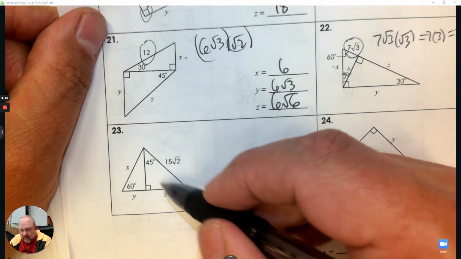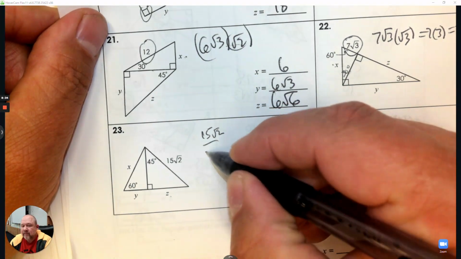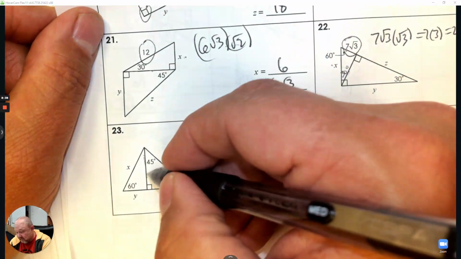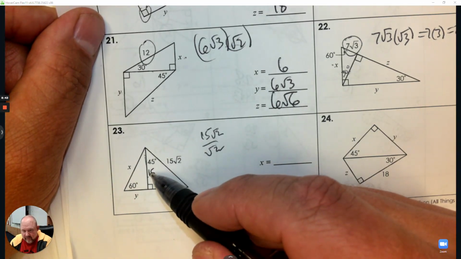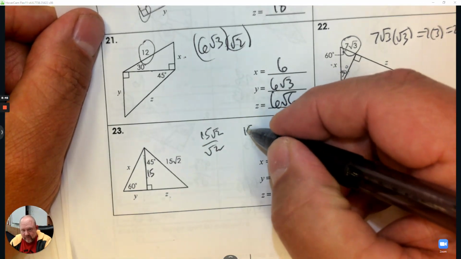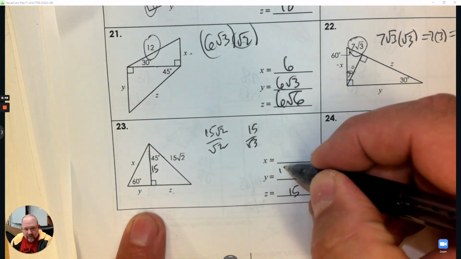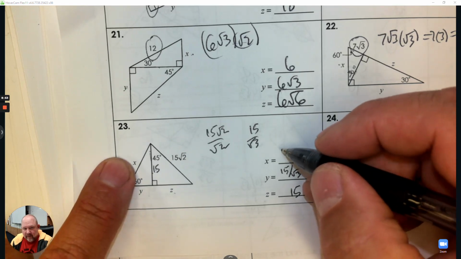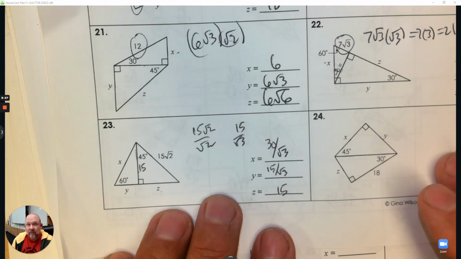All right, so we have isosceles. So if that's 15 root 2, I divide by root 2. So that means z is 15. That also means this side's also 15 because they're isosceles. So opposite of 60 is that. So we can go 15 divided by root 3. That's going to be the short one. 15 divided by root 3. And then the hypotenuse, we double that answer. And you have 30 over root 3.